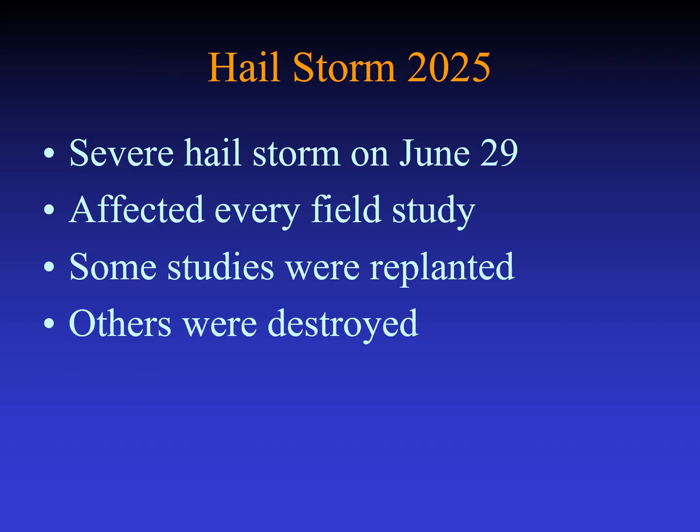Well, first, before that, I want to talk about the hailstorm. That was the primary problem for everything this year. A huge storm came through on June 29th, and it affected every single field study that we had. Some of these we replanted again, others we destroyed, and there were even a few that we just let go and see what happens.